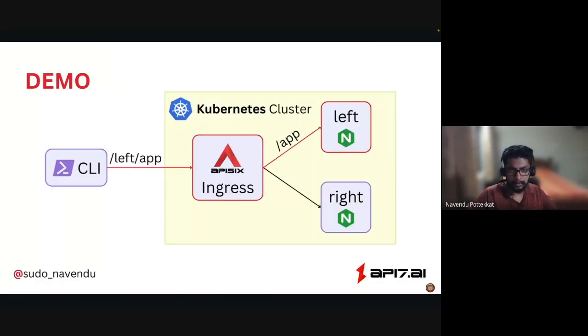So let's look at a bit more complex example. What we looked at was just basic routing. When we move on to a more complex example, like when the user sends this request left app, we want APISIX to use the left path to route the request. But when you send the request back to the upstream service, just strip off that particular path. So this is a bit more complex use case for an API gateway.